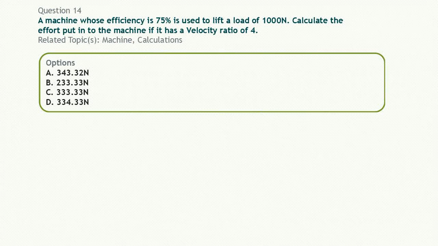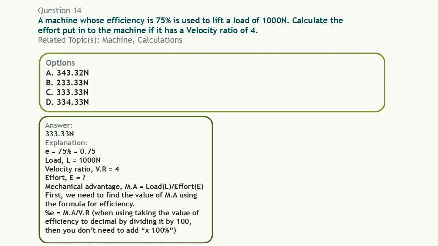Alright, next on machine. A machine whose efficiency is 75% is used to lift a load of 1000 Newton. We have to calculate the effort put into the machine if the machine has a velocity ratio of 4. Alright, so the mechanical advantage of a machine is equal to the load of the machine over the effort. So this is the formula that we are supposed to use directly to get the effort.